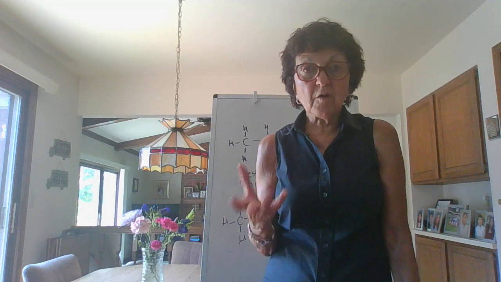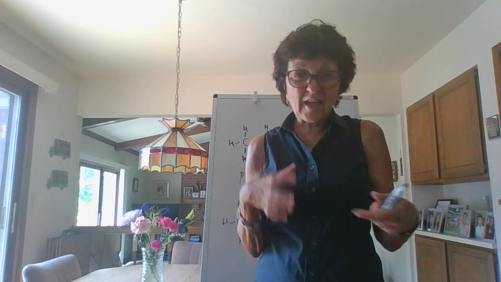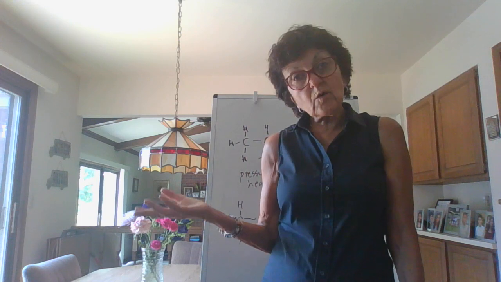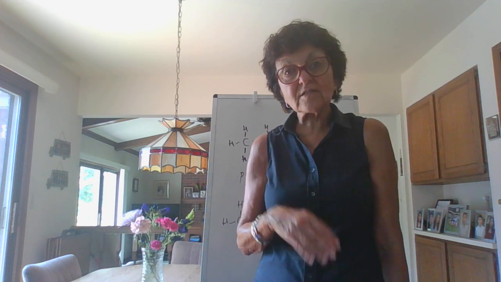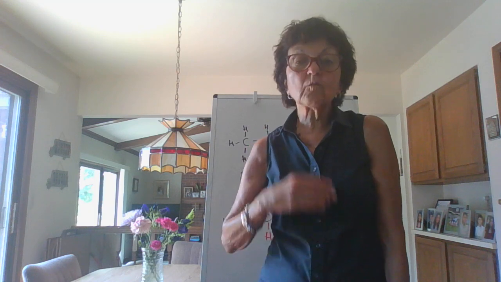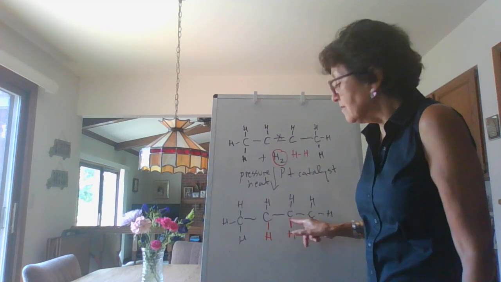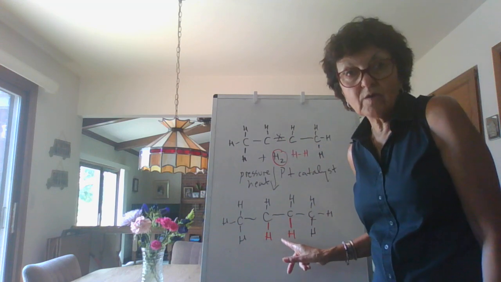This is how they make margarine. This is how they make Crisco, you know, that solid white Crisco. This is how they turn liquids into solids, liquid fats into solid fats by hydrogenating. And what does hydrogenating do? It turns the double bonds into single bonds. So it's like turning an alkene into an alkane.